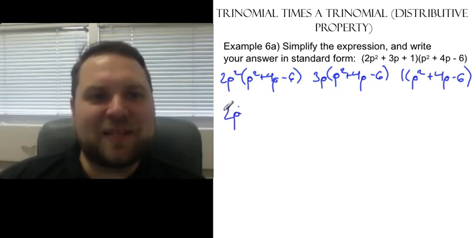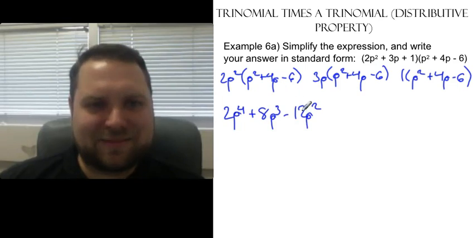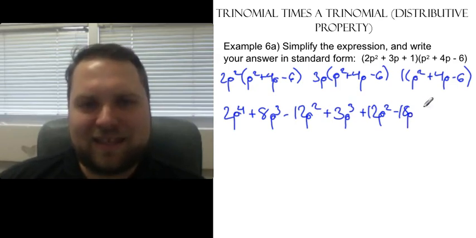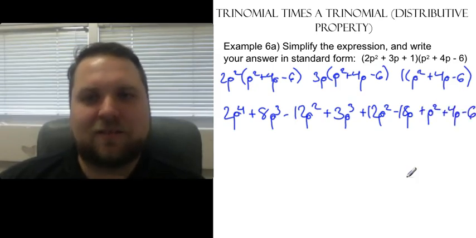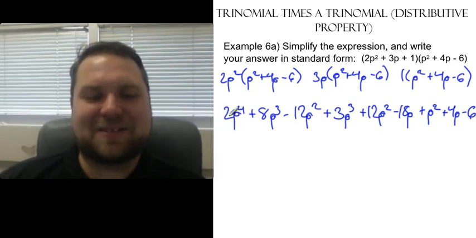So 2p to the 4th plus 8p cubed minus 12p squared. That's my first one. Now I'm moving over here to this one. I have plus 3p cubed plus 12p squared minus 18p. And then over here, plus p squared plus 4p minus 6. Write this down. There is no doing this in your head. Write it down. So now I have to combine like terms.